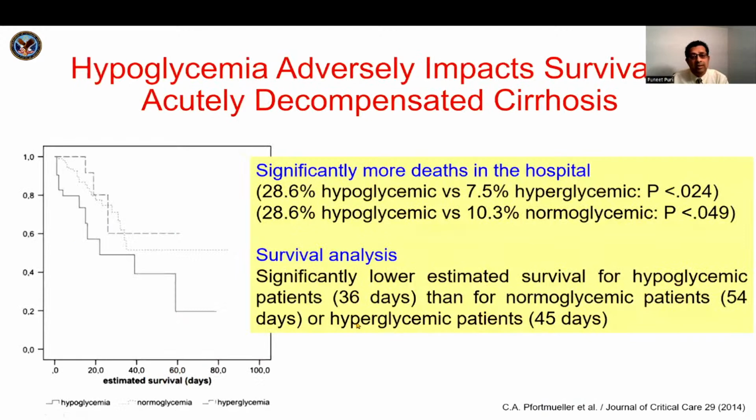It also showed that those who had hypoglycemia had significantly more deaths in the hospital compared to both hyperglycemic and normoglycemic acutely decompensated cirrhotic patients. Survival analysis also revealed that the hypoglycemic patients had worse survival compared to either normoglycemic or hyperglycemic patients.